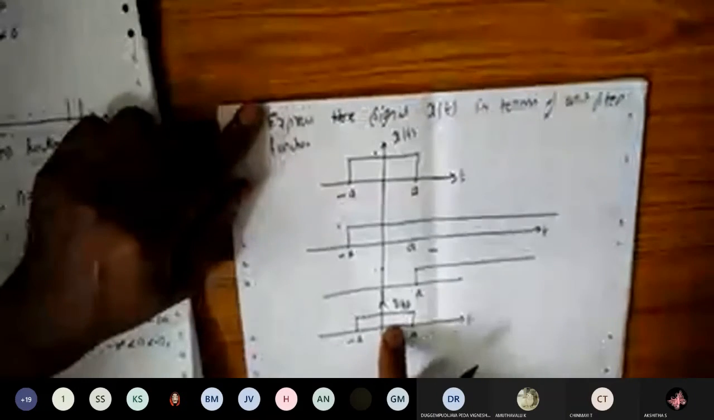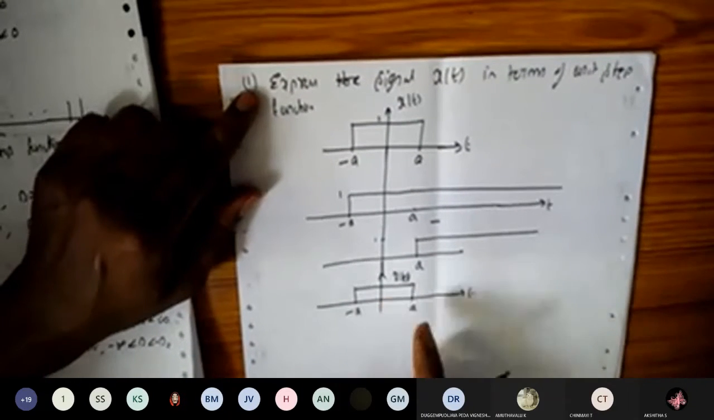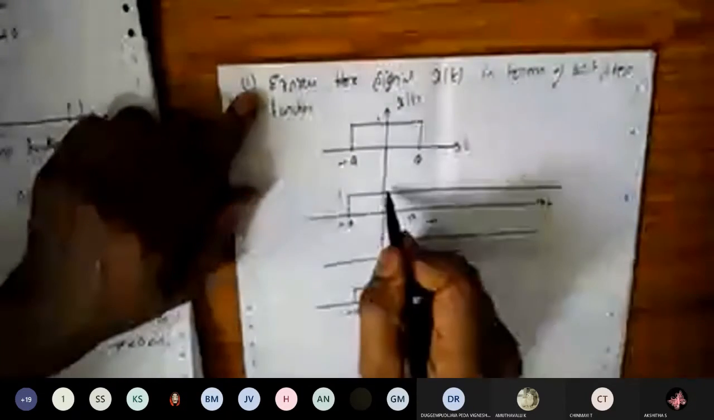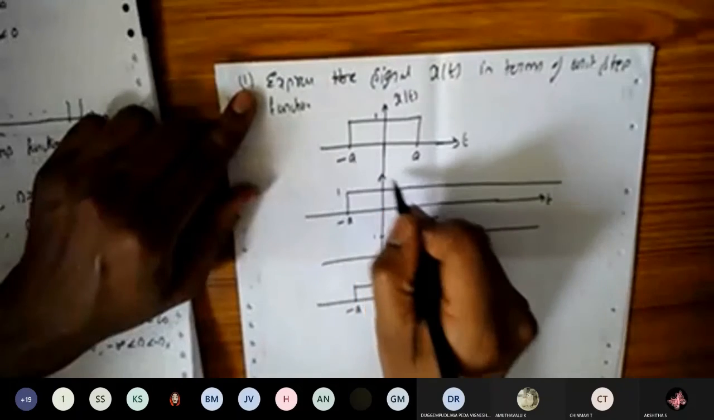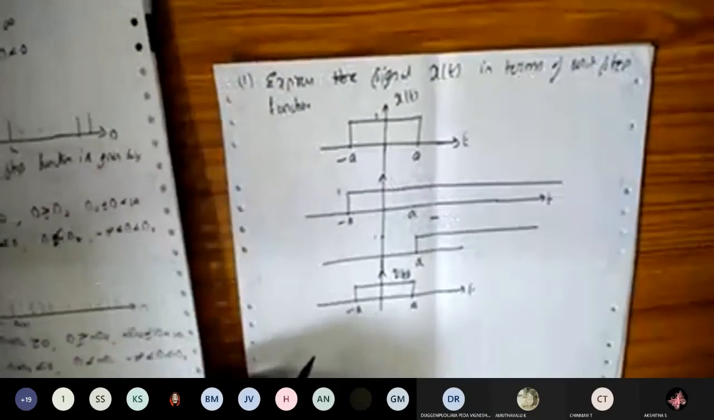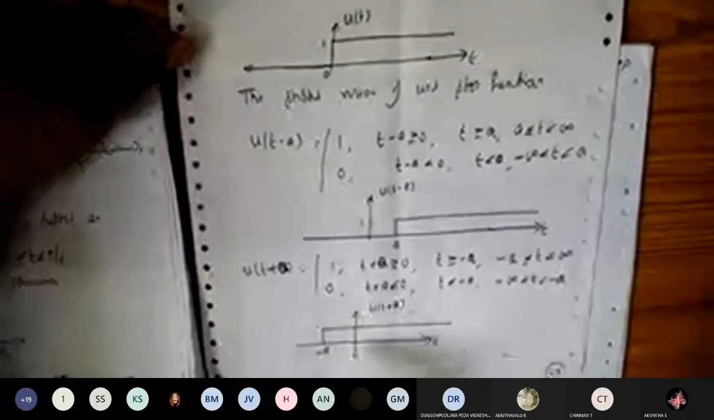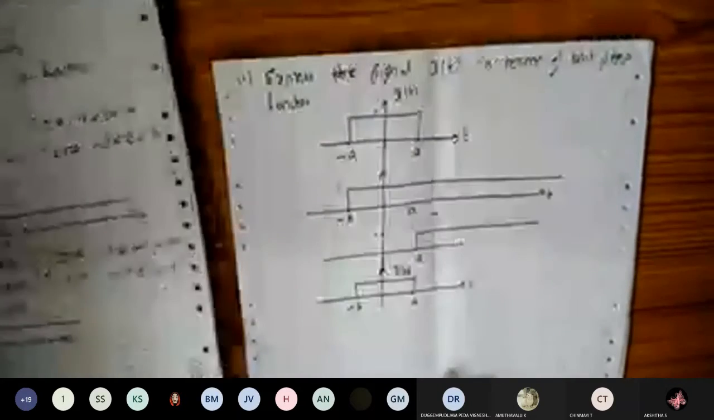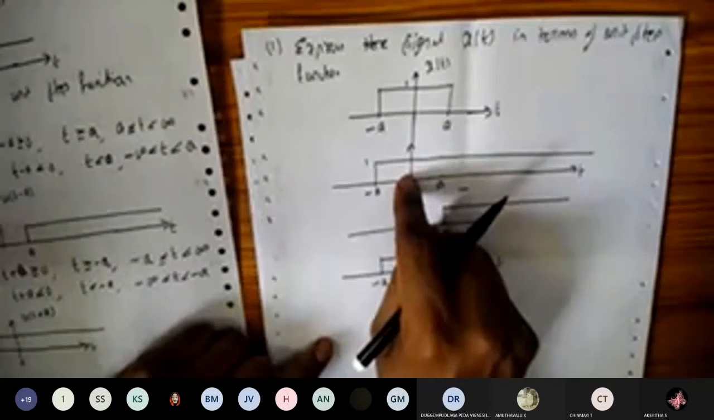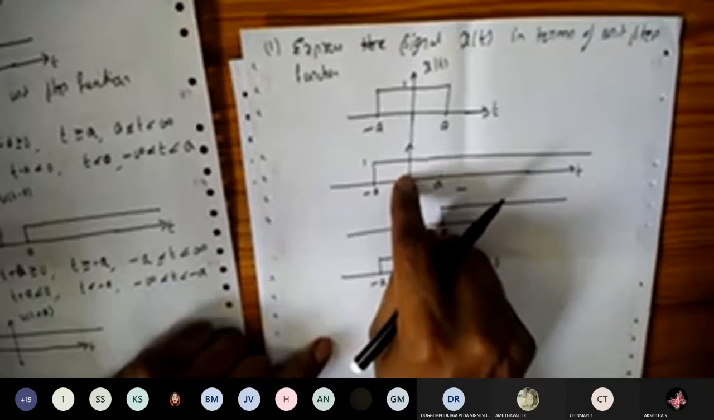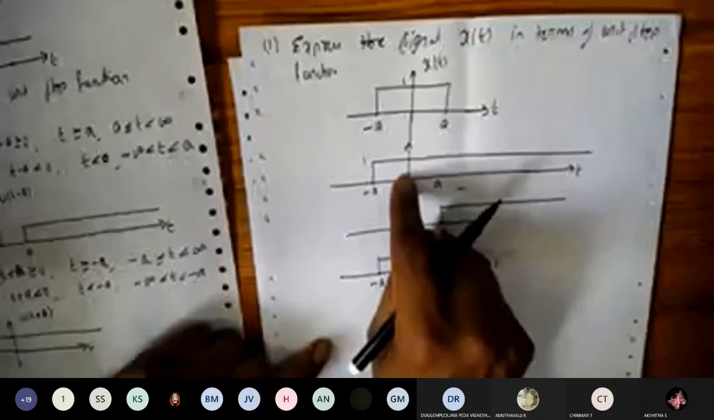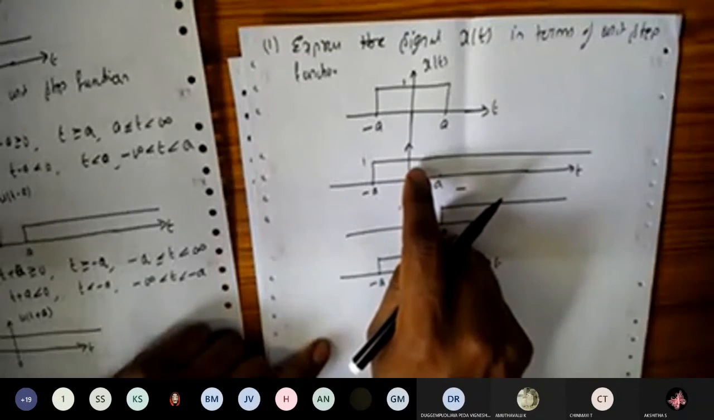You're going to get the pulse like this. Okay. So can anybody tell me what is the waveform for this one in terms of the unit step function? We already defined the unit step function, the waveforms you have seen here. So u of t minus a, u of t plus a. So like this. Can anybody give what is the waveform in terms of the unit step function?